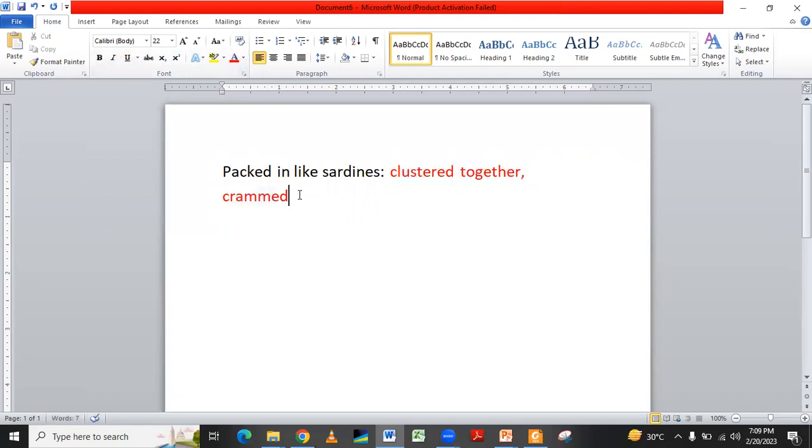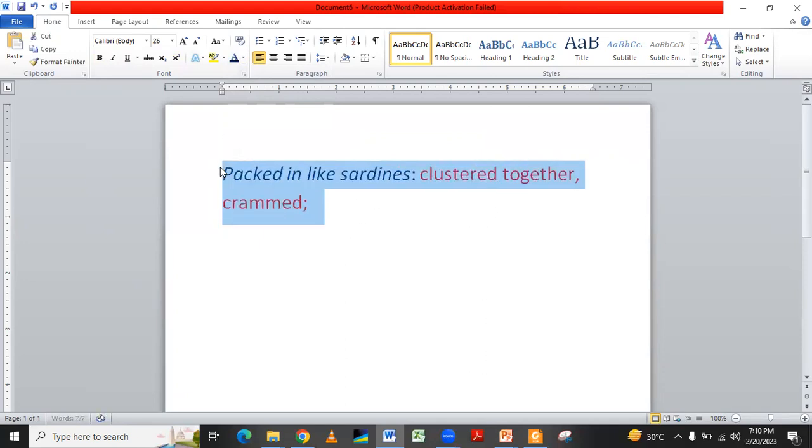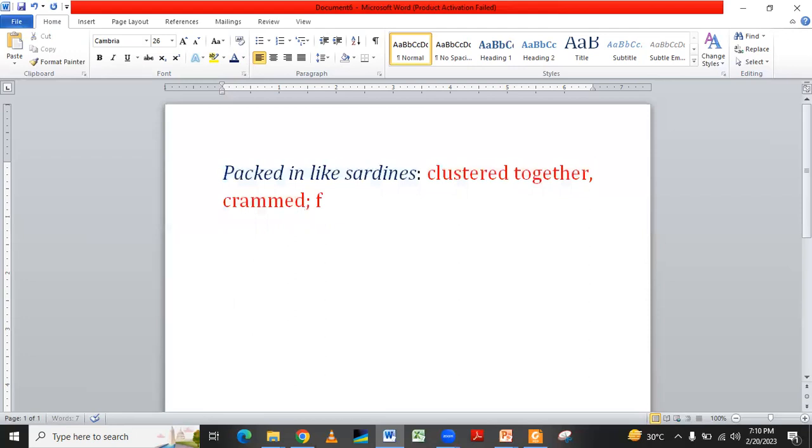So let me paint it red. This is dictionary definition. Now, in a canteen, if you pack people like sardines, what does it make them? For example, you go to Echo Hotel and you see people there packed in like sardines, and remember you paid so much. What kind of people do you think are packed in sardines? The staff.